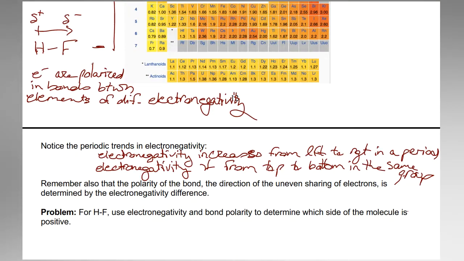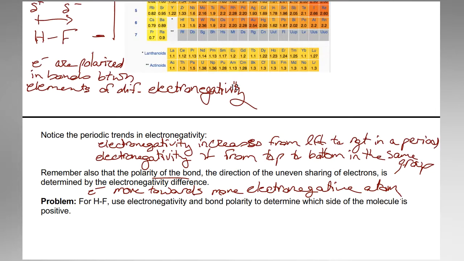So once you know those trends, all you have to do is remember that the polarity of the bond depends on the electronegativity difference. Electrons will be pulled more closely to the more electronegative atom. Electrons move towards the more electronegative atom. And we saw that already in our HF example.